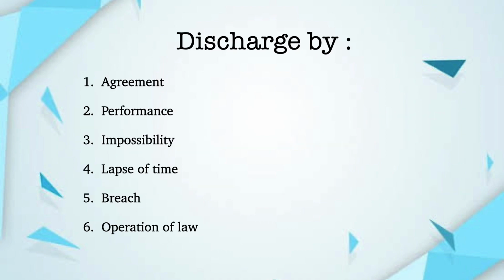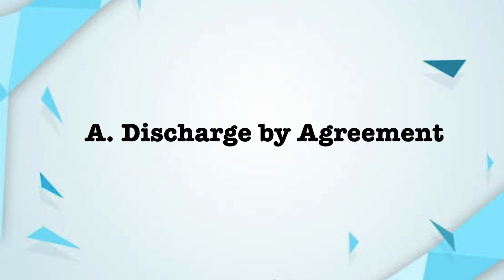Now discharge happens in six situations. The first one is by agreement, second is by performance, third is by impossibility, fourth is by lapse of time, fifth is by breach, and sixth is by operation of law. So these are the six different situations where a contract can be discharged. Let's discuss each of them.